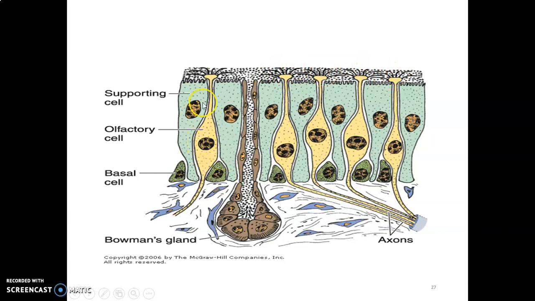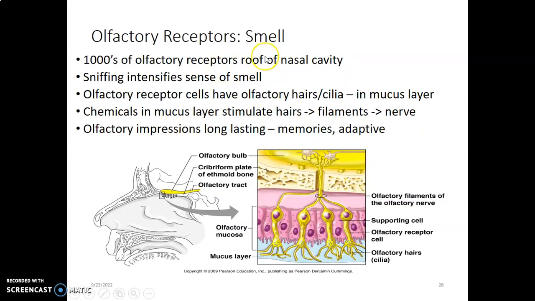So we have many olfactory cells, and sniffing just intensifies the sense of smell. And they have cilia on the surface, and the chemicals stimulate the cilia or the filaments and carry that information to the nerve. So these are the cilia that are stimulated by the chemicals in the air you breathe. Then it should be carried by the olfactory receptors through the filaments and the nerves into the brain. Okay, so you're able to perceive that smell.